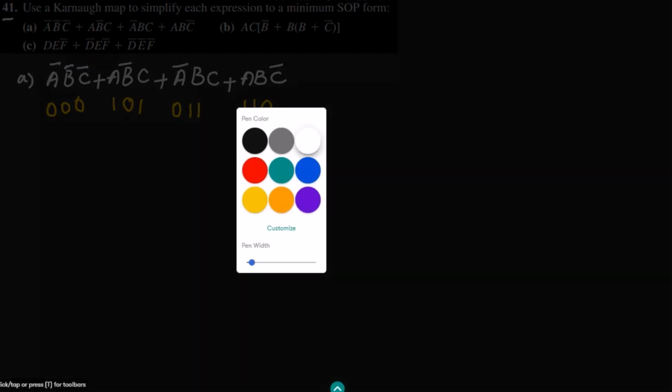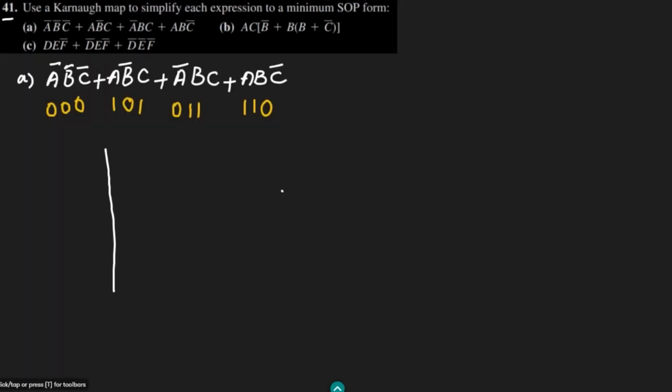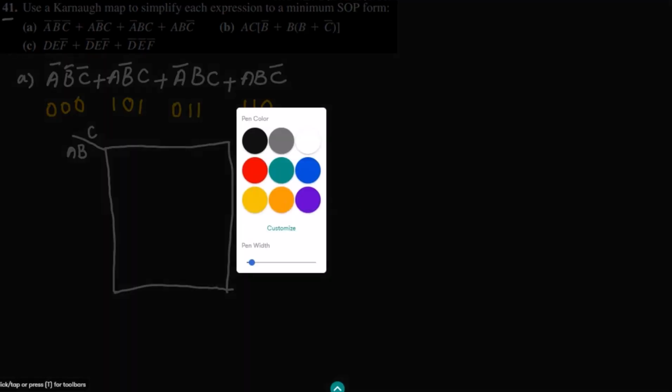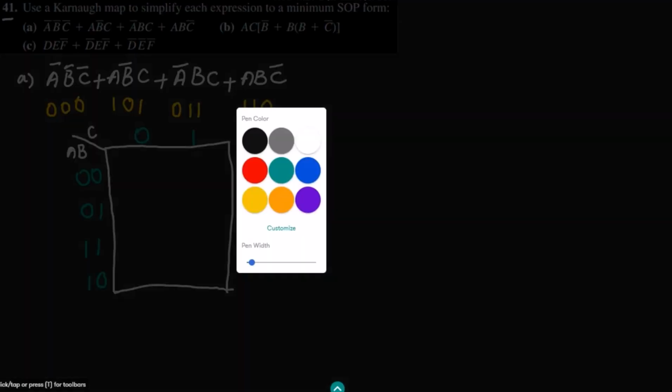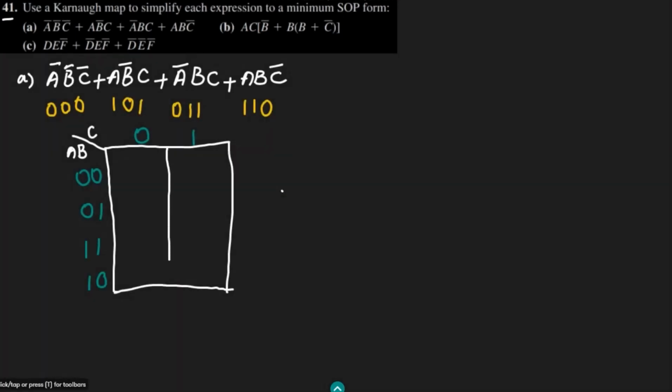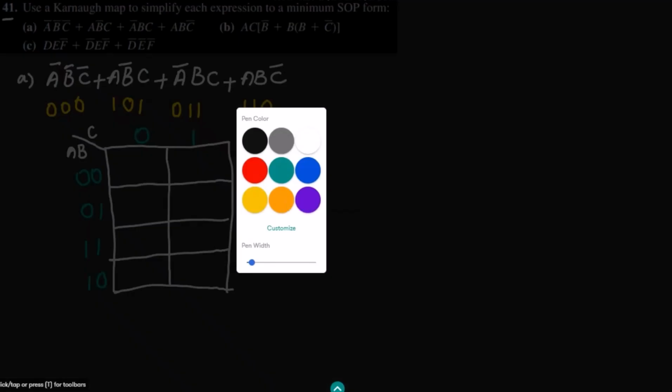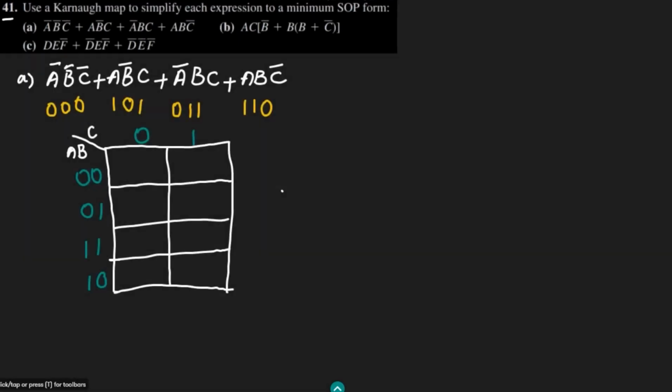Now let me draw the Karnaugh map for it. These are the three variables, A, B and C: A and B here and C here. Let me use this color for the number of bits. So this is 0 0, 0 1, 1 1 and 1 0. Similarly here we have 0 and 1. Now drawing all the cells as we have done previously.